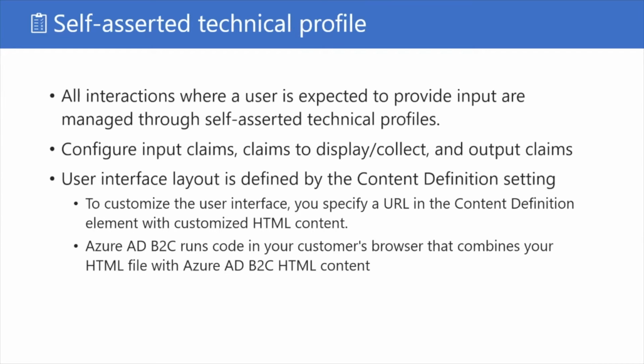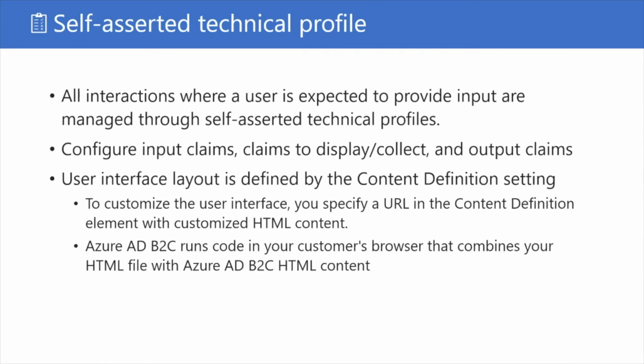All interactions when a user is going to be providing input are managed through self-asserted technical profiles. These are the user interface presenting technical profiles. With a self-asserted technical profile, you configure the input claims, and those will be used to seed any user interface elements that are going to be displayed. If you already know the user's email address, or their first name, and you want that to appear in the UI, you would use an input claim to make sure that value is shown there.